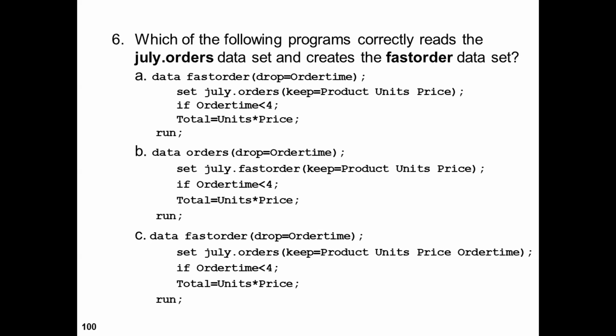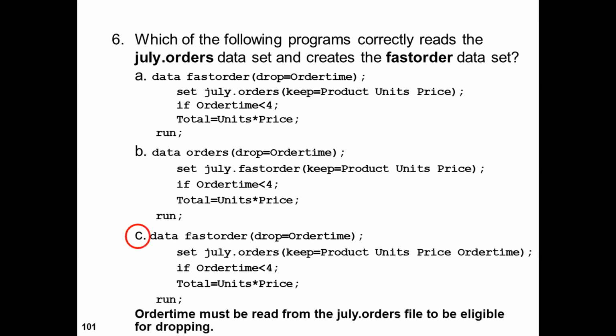Which of the following programs correctly reads the July.orders data set and creates the fast order data set? A and C. Okay, you're telling A and C. It's only C. Why? Because if you say A, look at what you are keeping: product, unit, price. Ultimately, that means it's dropping order time. If you're dropping order time, the condition will not work.